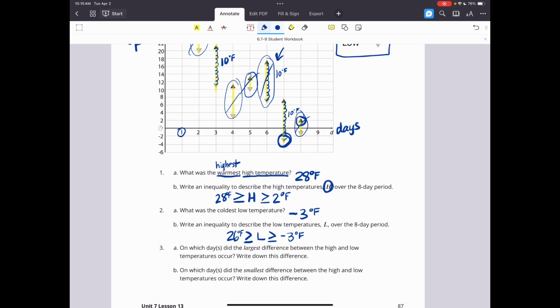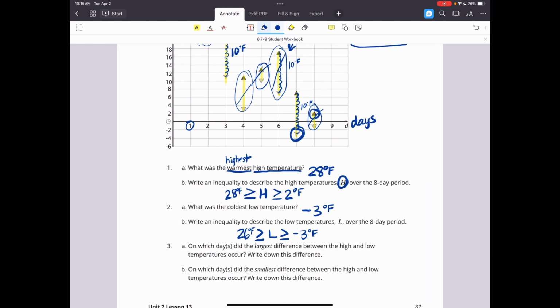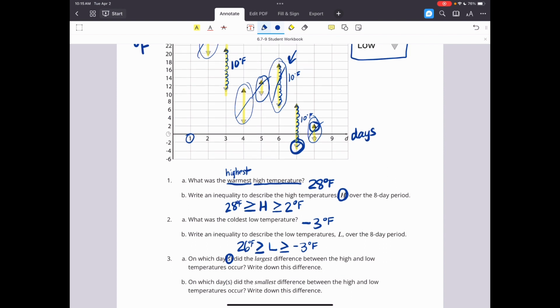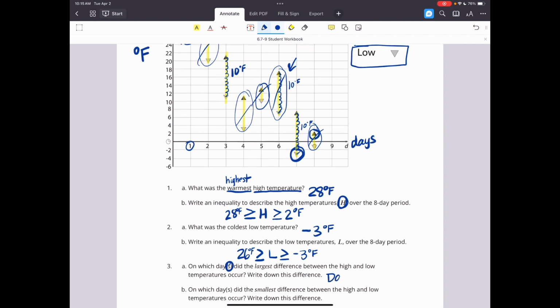So it says on which days. Notice the S on that because there might be multiple, and it did turn out to be. So day 3, day 6, and day, which one's 7? Day 3, 6, and 7 all had the same difference.